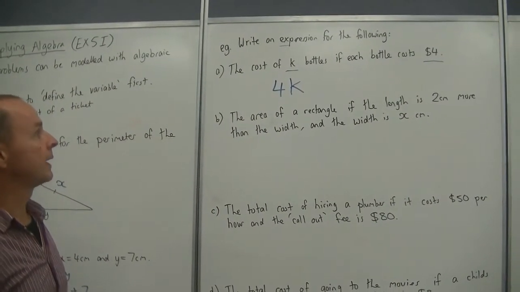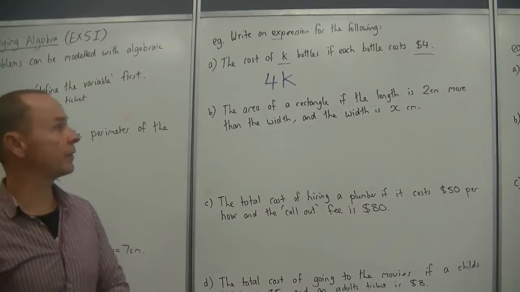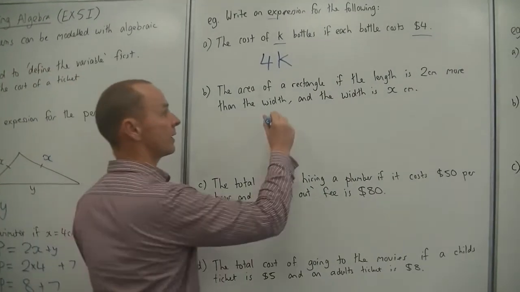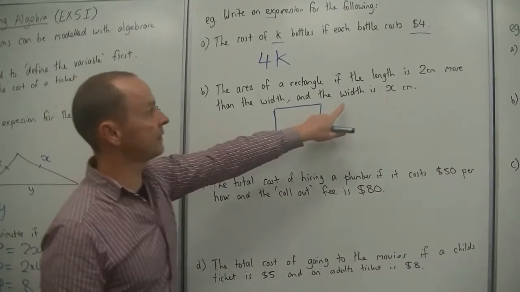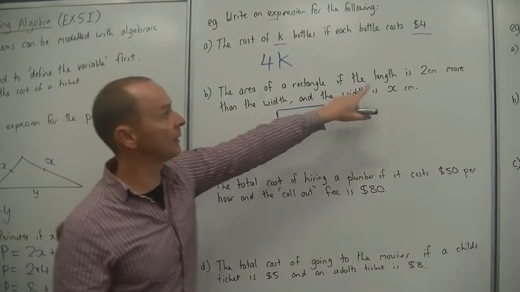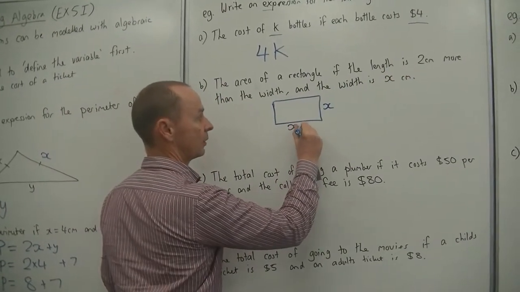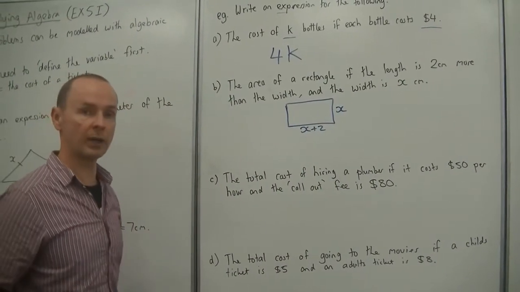Okay, next one. The area of a rectangle, if the length is 2 centimetres more than the width, and the width is x centimetres. This one's a little bit complicated, so I suggest drawing a picture first. There's my rectangle. It says the width is x centimetres, so that's x. And it says the length is 2 centimetres more than the width. So that would mean the length there is x plus 2, because it's 2 centimetres more than the width.